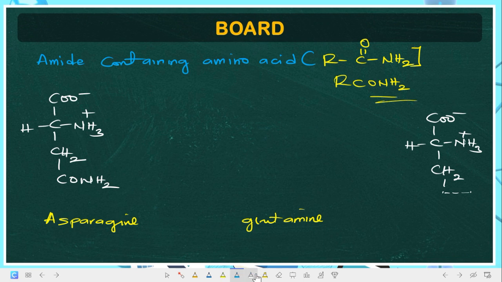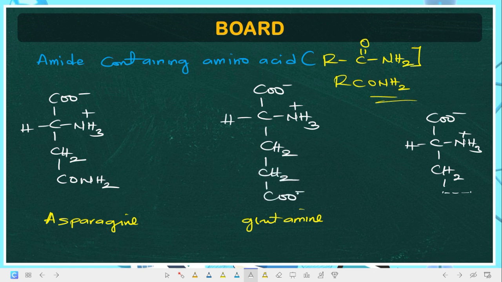The next one is glutamine. What is the structure of glutamine? Glutamine is almost the same thing as asparagine, but the only difference is the addition of one CH2. So let us draw and then see what it looks like. This will be COO negative. Then C, and then NH3 positive, and then we have H, then CH2, then CH2, and then CONH2. This is the amine functional group. So this is glutamine, and this is asparagine.